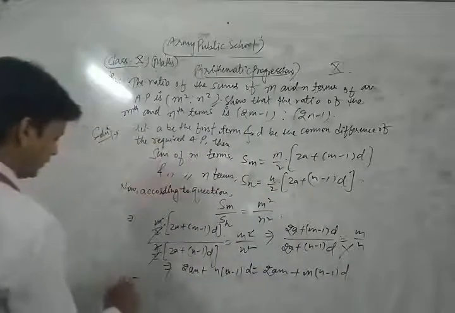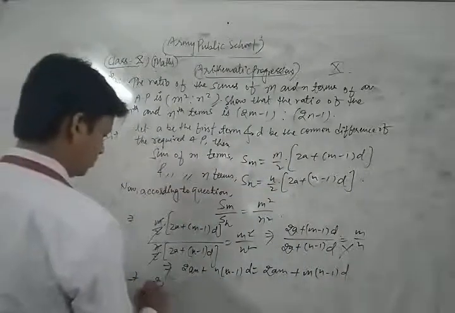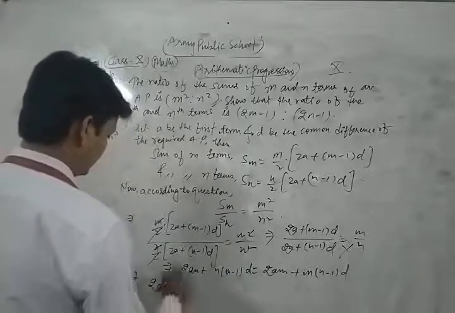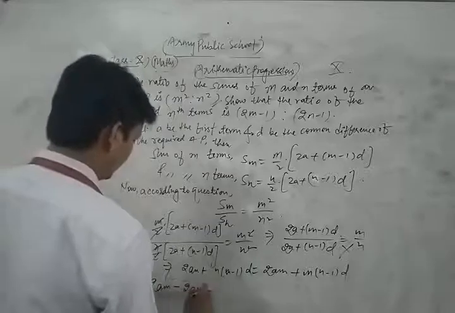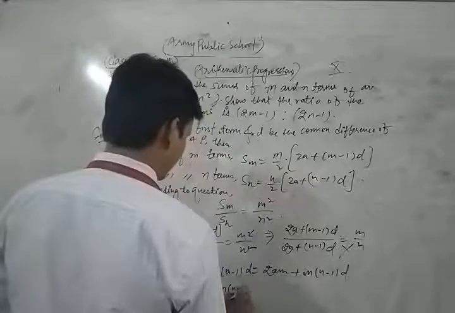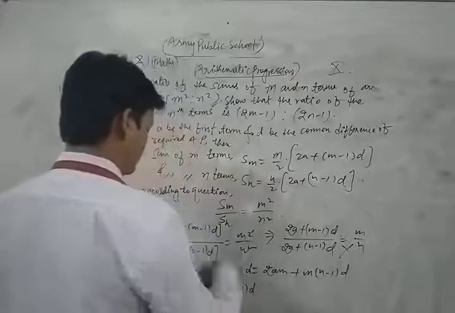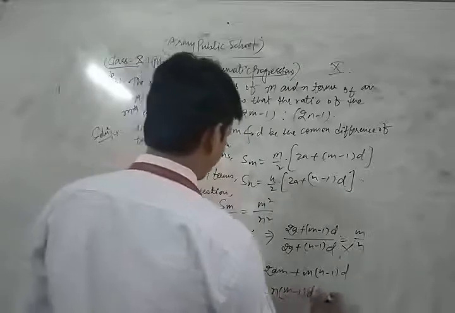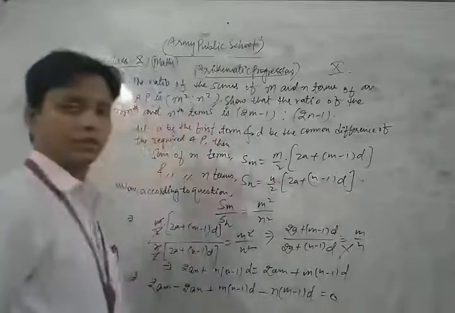Now separating the variables, we transfer 2am to that side, so minus 2am, plus m(n minus 1) into d, plus we transfer that side minus n(m minus 1) into d, is equal to what? Zero is left.